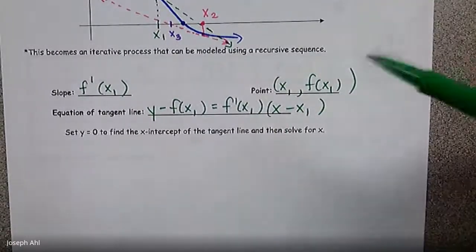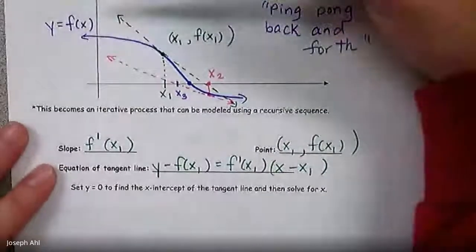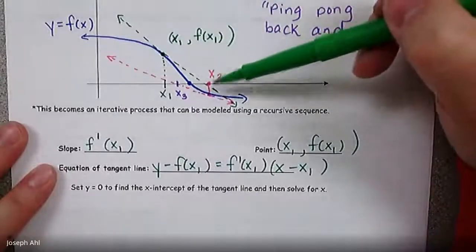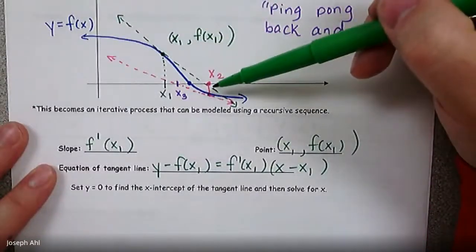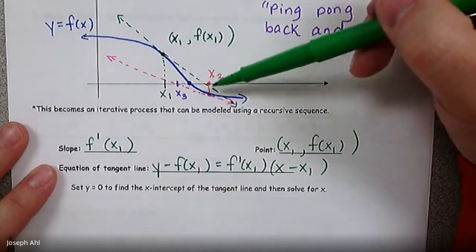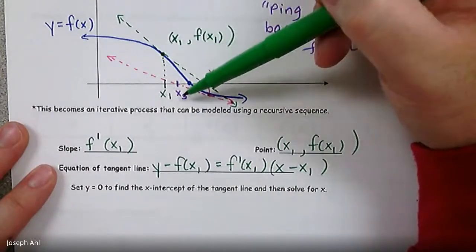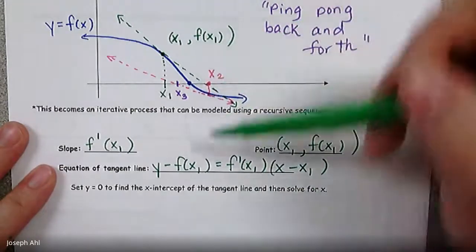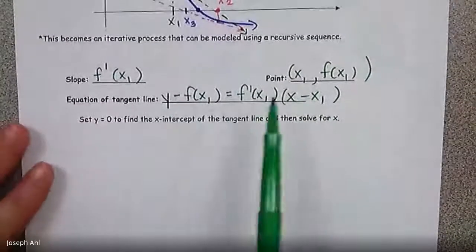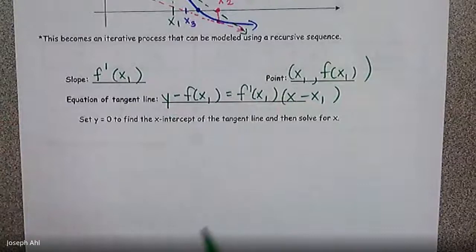So what are we trying to do? We're using the equation of that green line up here, and we're finding the x-intercept of that line. And that then becomes the location of our next guessing place. We find the equation of that tangent line, use the x-intercept. So let's talk about how we find the x-intercept of this tangent line. We're going to set y equal to 0.